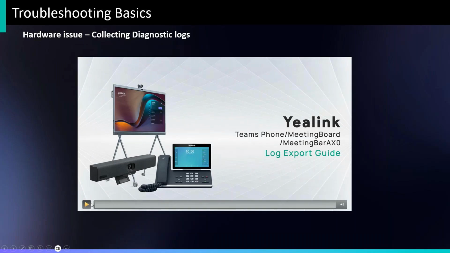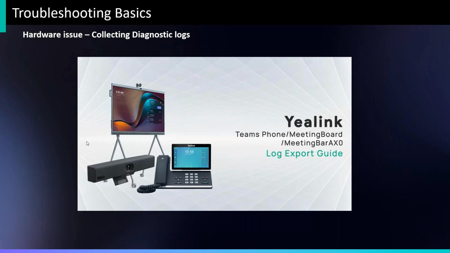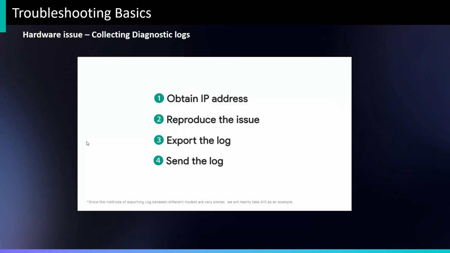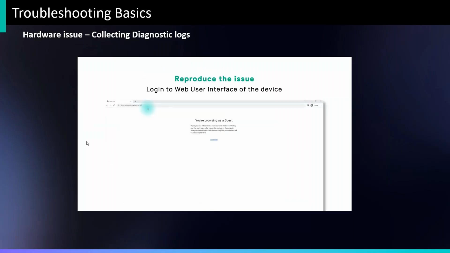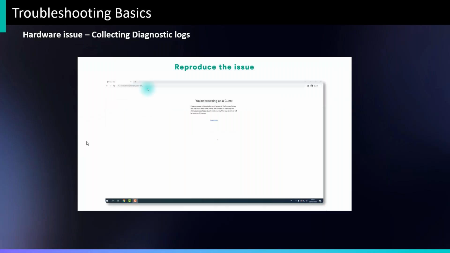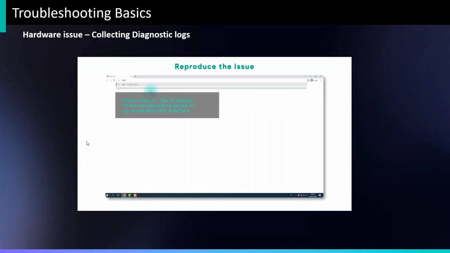Diagnostic logs. Hi, welcome to our channel. In this video, we will introduce the detailed way to export the log. To export the log, you need to go through 4 steps. Step 1, obtain the IP address via the path Settings, Device Settings, About, IP. Step 2, reproduce the issue. Log into the web user interface of the device. Enter HTTPS plus the IP address of the corresponding device.